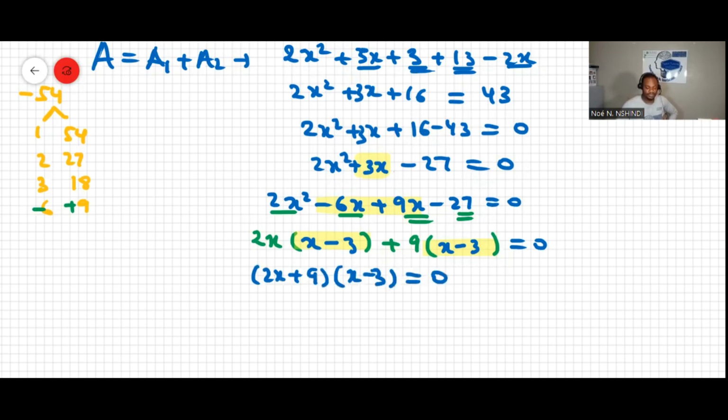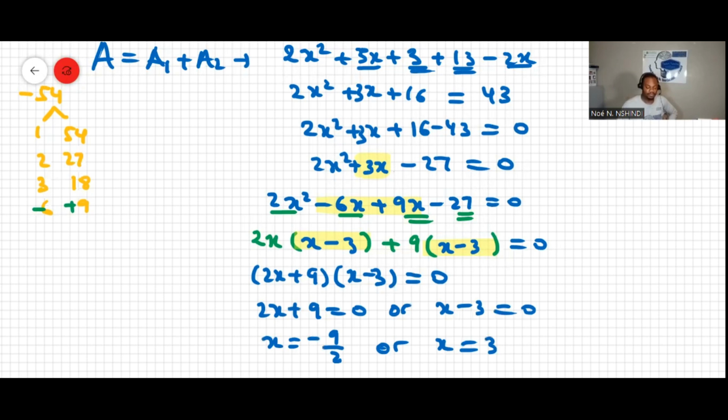And then this means 2x plus 9 is 0, or x minus 3 is 0. And that makes x will be equal to, if you move the 9 over, it's going to be negative, and divide by 2, it's going to be negative 9 over 2 over here, or x is equal to 3. So negative 9 over 2 cannot be the solution here, because the length cannot be a negative number. Okay, so x equals 3 is the only solution here. So x is equal to 3.